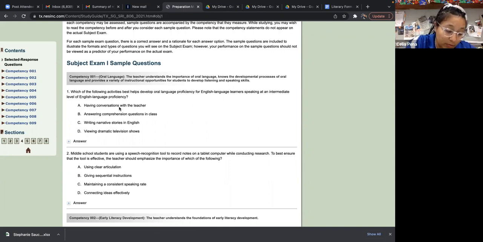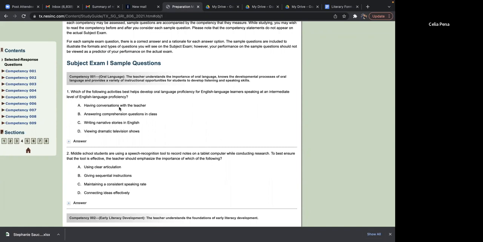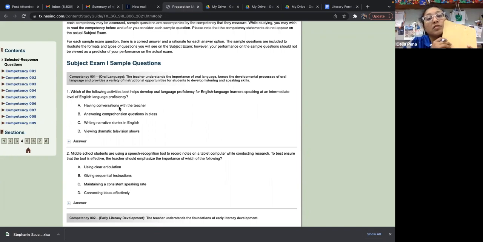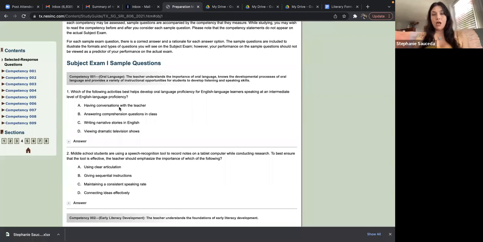The phone activity best oral proficiency, the EL speaking intermediate. Isn't my computer? Miss Salceda. Specific. Let me see.